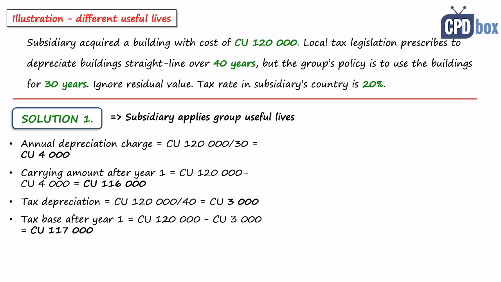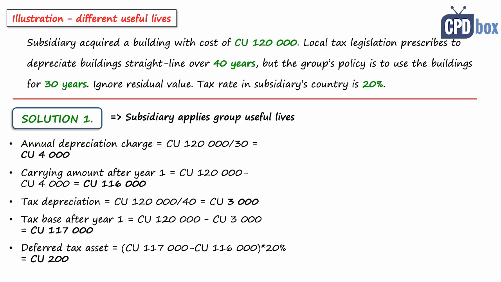And you can see that the tax base is different from the carrying amount. And thus we have a deferred tax, which is a difference of 1,000 multiplied by the tax rate of 20%. And that's 200, and that's a deferred tax asset in this case.